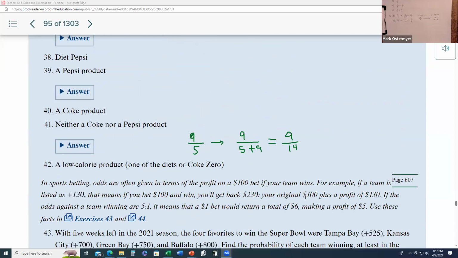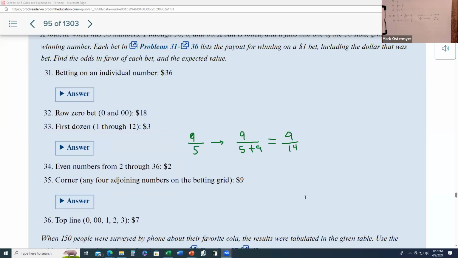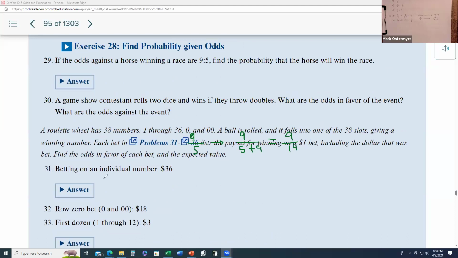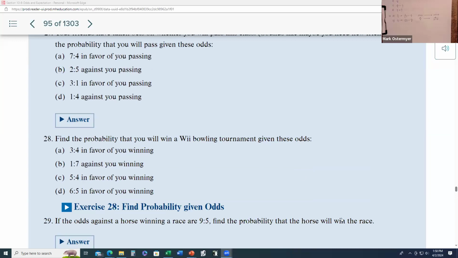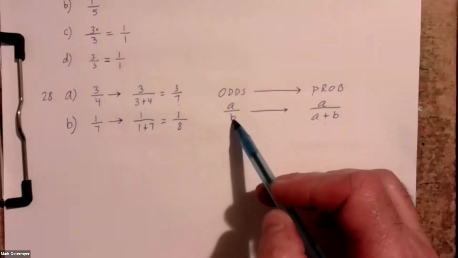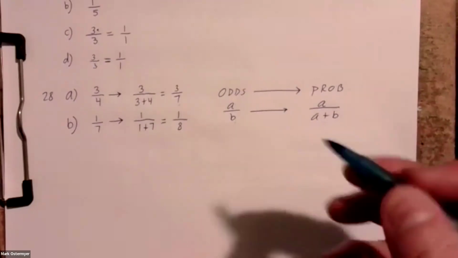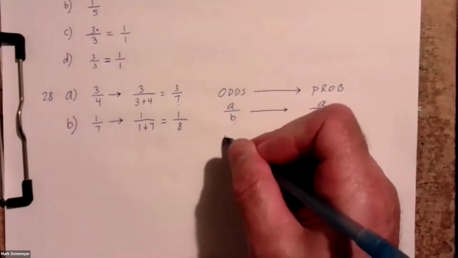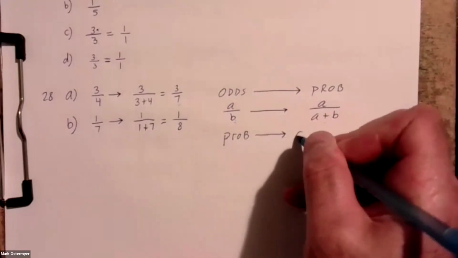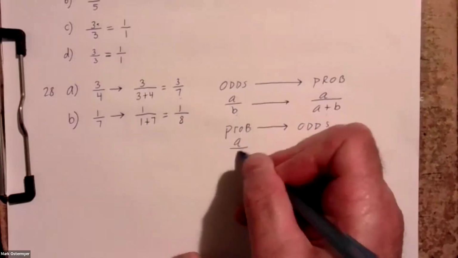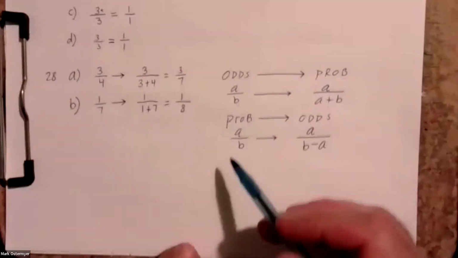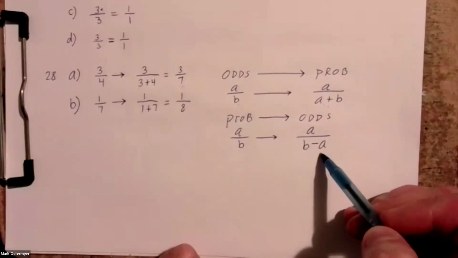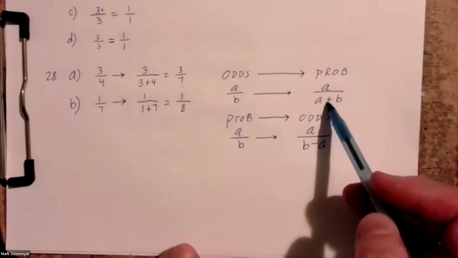All right. Let's see what else we got here. All right. So to go from odds to probability, if this is an odds, this is what the probability would be. How would we go backwards here? How do we go from probability back to odds? Well, if this is a probability, then to go back to odds would be this right here. This is a probability. This would be odds. Probability to odds, odds to probability. Notice the difference here.